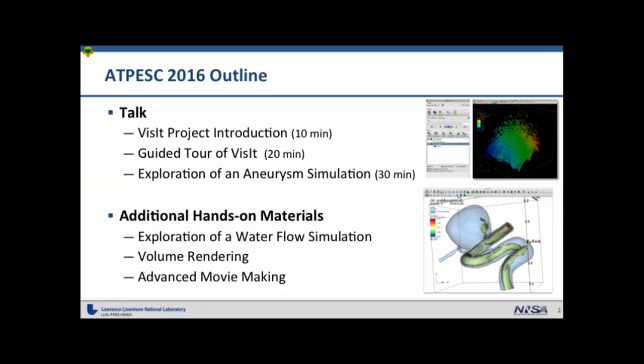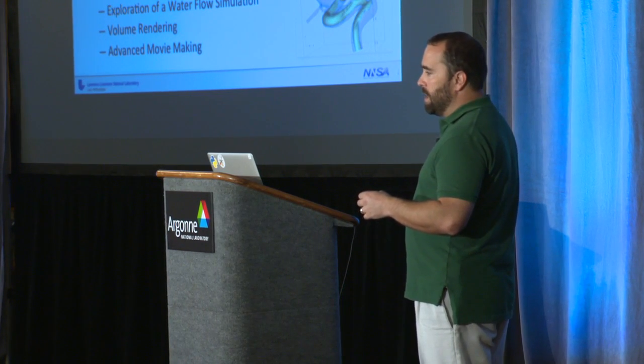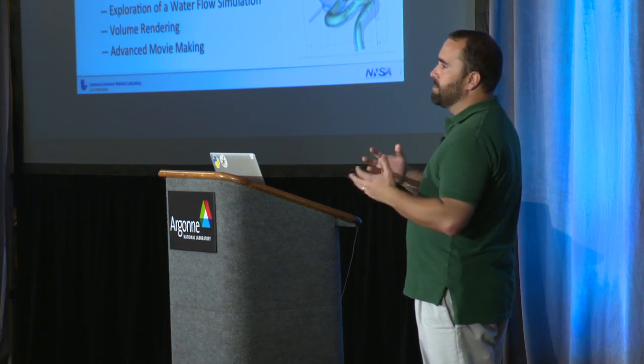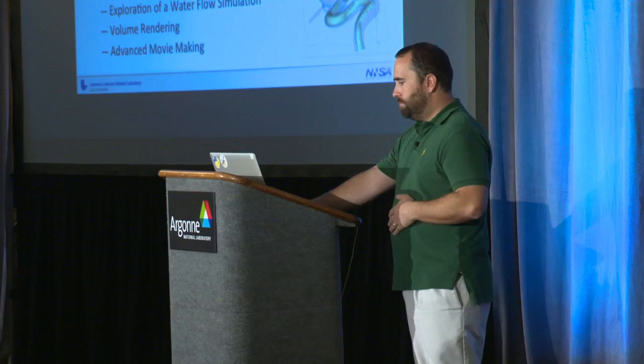There's a bunch of additional hands-on material as well on our wiki site. So there's a good hands-on that's exploring a water flow simulation. There's a volume rendering tutorial which can give you a little bit more information about the different volume rendering options that we provide. And finally, there's an advanced movie making tutorial, which is something that we have that's new that actually talks about some of the concepts of putting together a really nice movie. Joe talked about using ImageMagick and basically composing a whole bunch of things together. This movie making tutorial gives you an example of how to do that.